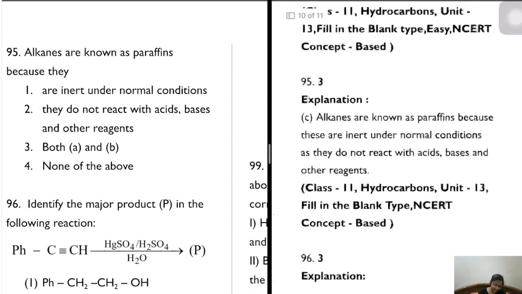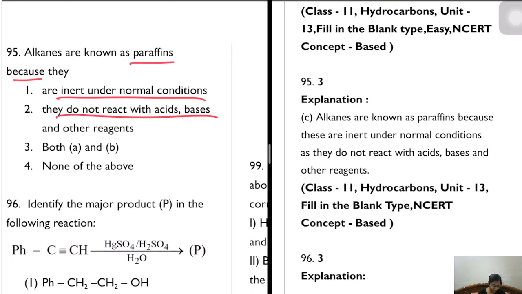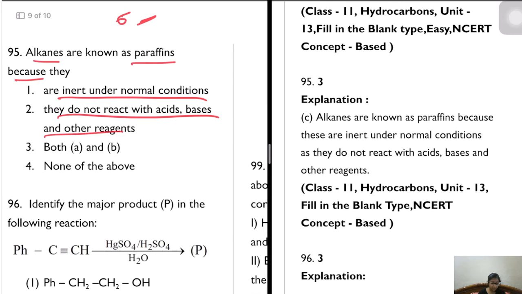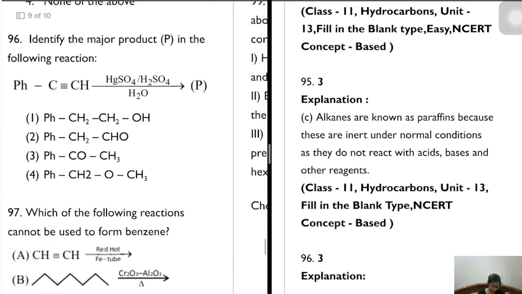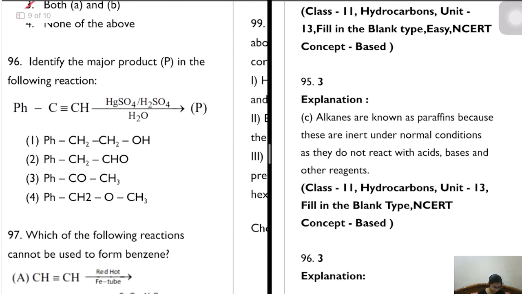It says alkanes are known as paraffins because they are inert under normal conditions, which is true. They do not react with acids or base or other reagents. Yes, this is also true. Alkane has only sigma bonds. It does not have a double bond that it can react with any acid or base or form any single bond or triple bond. So both statements A and B are correct. Now let's see the next question.